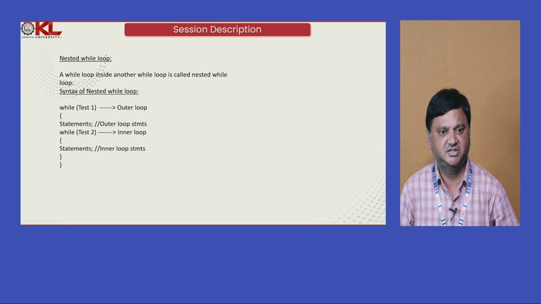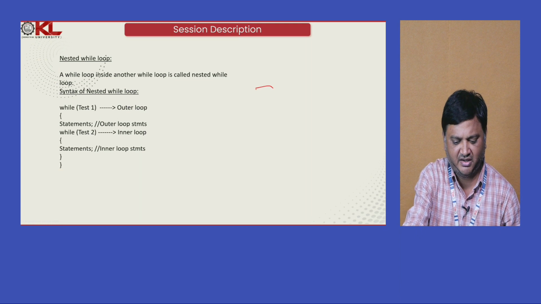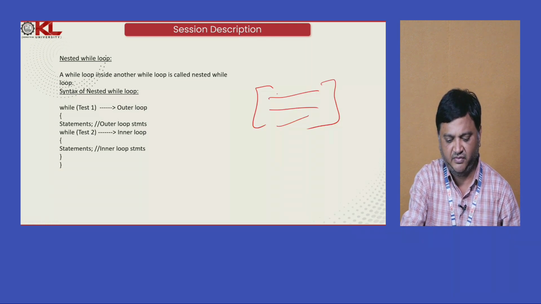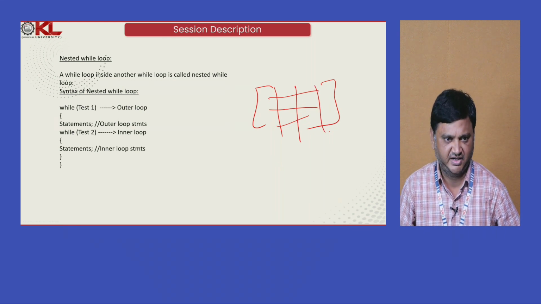Remember, my dear students, a nested loop is nothing but just compare it with a matrix. As you know, a matrix is represented in square brackets where it contains rows and columns, right? This is called a nested loop.